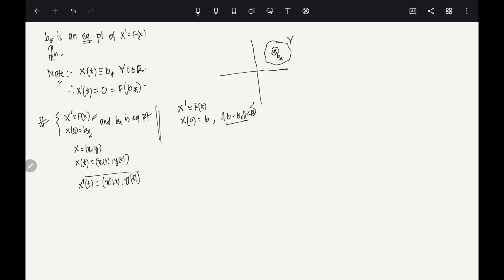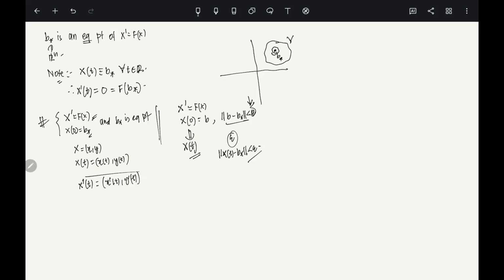...from a neighborhood of B star. Once I do that, then we get a solution x of t, right? We get a solution, and that solution for all time t must be confined in a neighborhood. So you fix an epsilon first, and for that you get a delta such that your x of t minus B star should be less than epsilon. Is it okay?